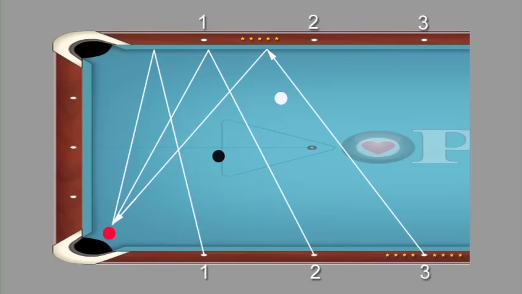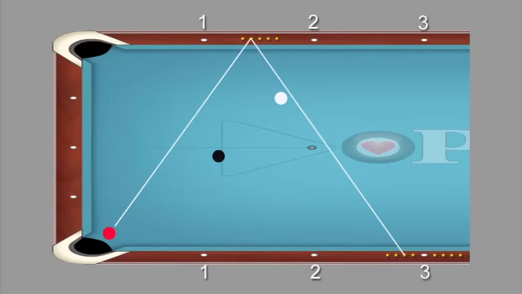So now our job is to move back towards the cue ball. We're going to move 2 inches at a time. Now we've got minus 2 inches on 3, minus 1 inch at 1.5. And you can see that's still not in line with the cue ball.